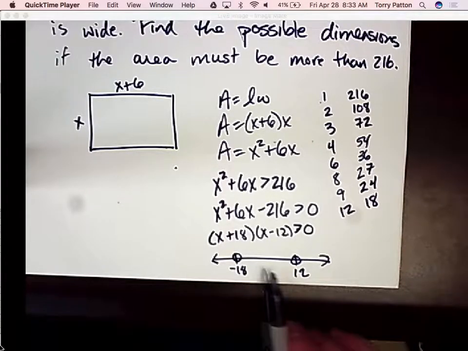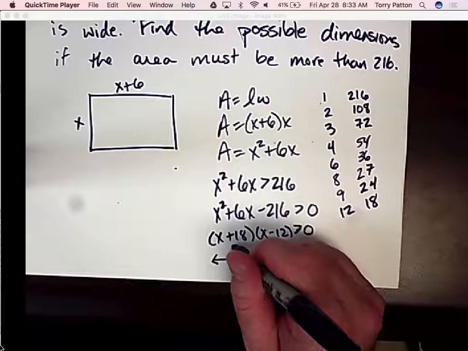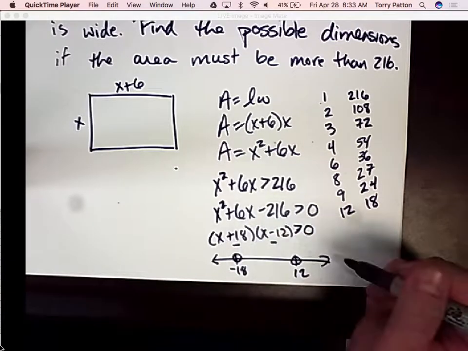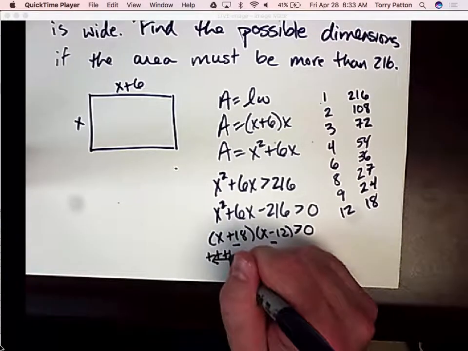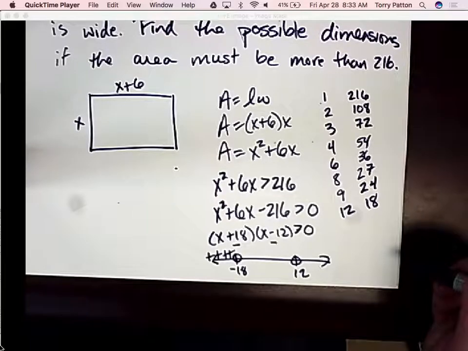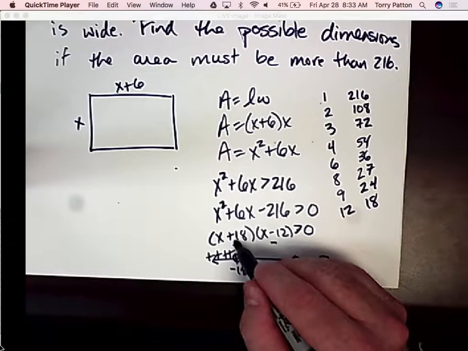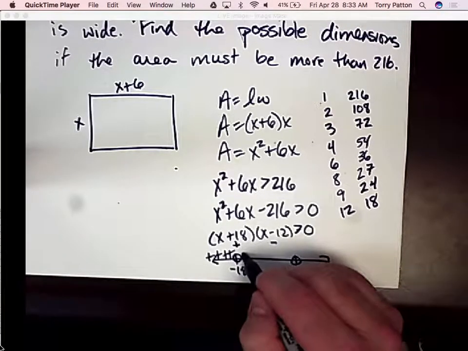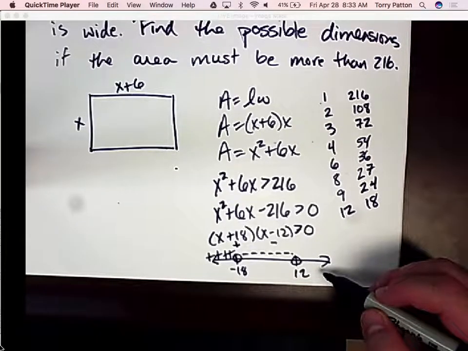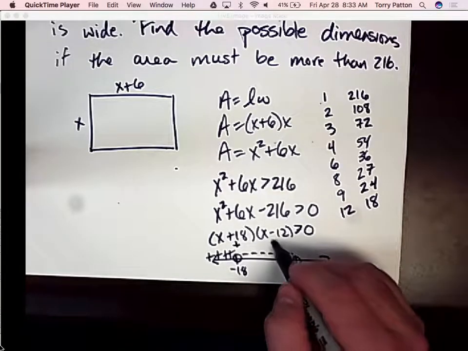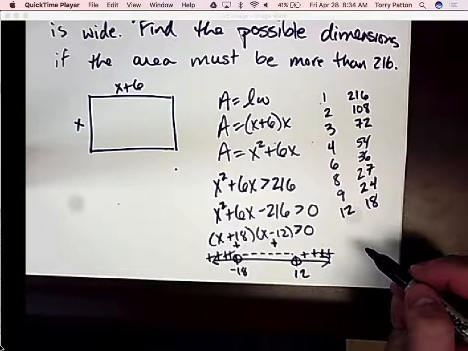But we've now got 3 pieces to test. If you do negative 19, negative 19 plus 18 is negative. Negative 19 minus 12 is negative. Negative times a negative is positive. Okay, number here, 0. Always choose 0 if you can. 0 plus 18 is positive. 0 minus 12 is negative. Positive times negative is negative. Number over here, 13. 13 plus 18 is positive. 13 minus 12 is positive. Positive times positive is positive. Now, which ones do we want, positive or negative?